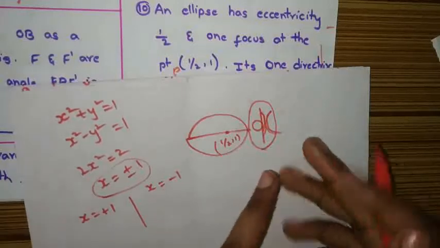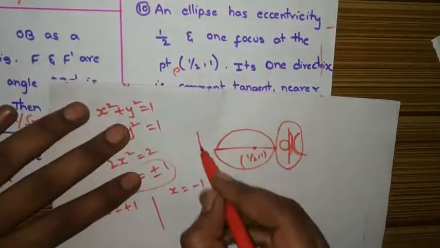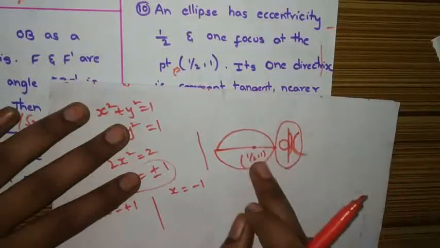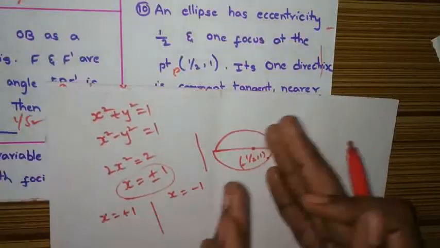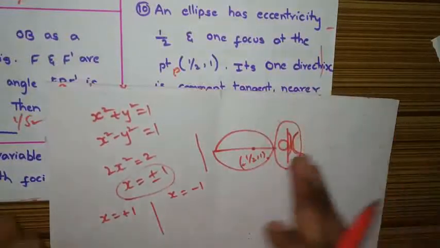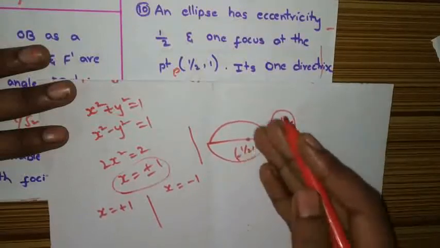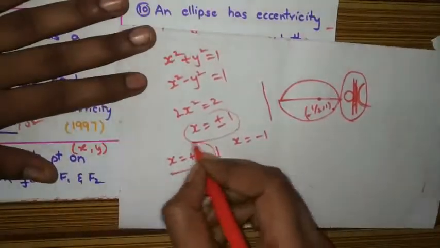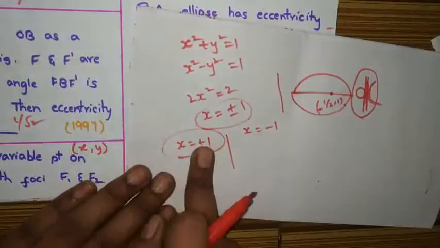We don't know whether the directrix is this one or this one. They told that the directrix is nearer to this point. These are two positive values, so it will stay here. Which directrix is nearer to this point? X is equal to 1 is nearer to this point, so this is the equation of the directrix.